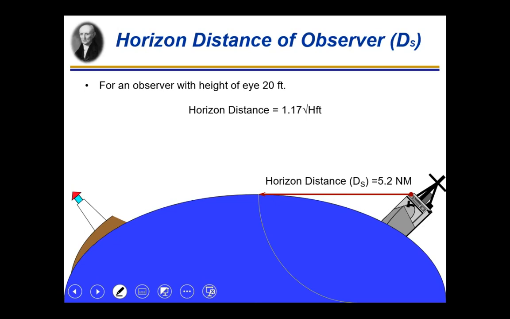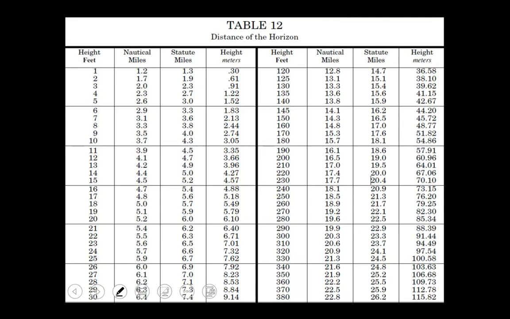This means that if you were standing watching a ship with a height of eye of 20 feet, you could see a little over 5 miles in clear weather. This makes sense. Again, we could also use Table 12 in Bowditch. Now, for those of you who hate math, there are alternatives.